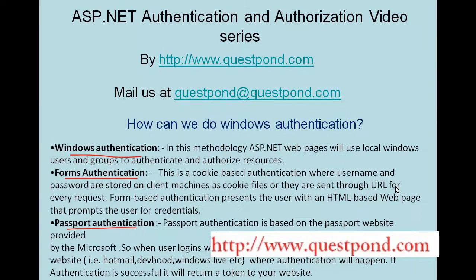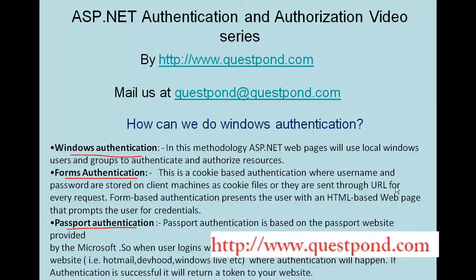Especially if you're building a site like an e-commerce site where you just want to ensure that the user has a valid Hotmail account, then you can use passport authentication. And the final one is anonymous access, where you do not want any kind of authentication to be supported. So in other words, there are three kinds of authentication you can do in ASP.NET: Windows, Forms, and Passport.